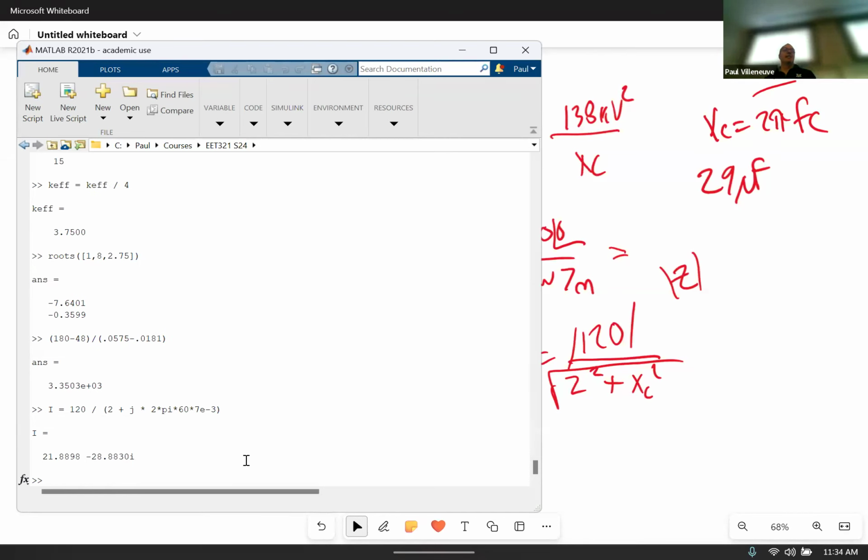MATLAB is only able to produce numbers in rectangular coordinates. I've done this a bunch of times. I showed you how to write this quick vector: display I, which is going to display it in polar. I need the absolute value of I and the angle of I times 180 over pi. I need that 180 over pi because MATLAB only works in radian mode. It doesn't work in degrees.